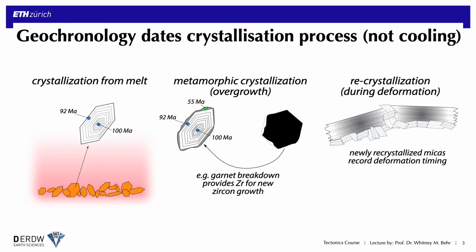And then a third form of crystallization that can restart the clock, so to speak, is deformation-related crystallization, like the diagram on the far right, where old grains deform and produce new, finer grains with newly developed isotopic compositions. So deformation-induced recrystallization is also something geochronometers can capture.